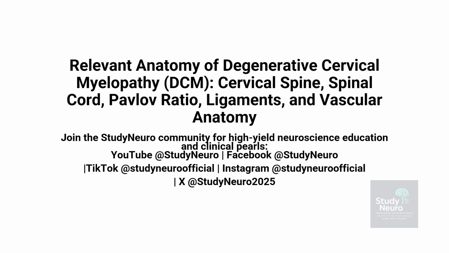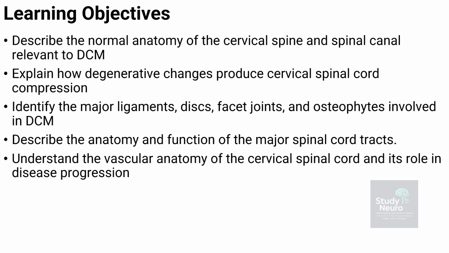Anatomy is the foundation. By the end of this session, you should have a clear understanding of the normal cervical anatomy, the degenerative changes that lead to spinal cord compression, the major motor and sensory pathways affected by the disease, and the vascular mechanisms that contribute to neurological deterioration.